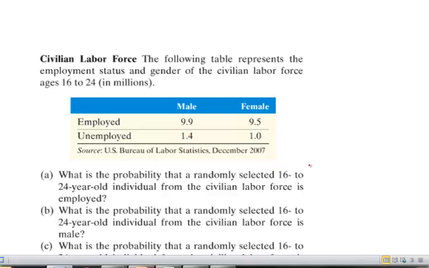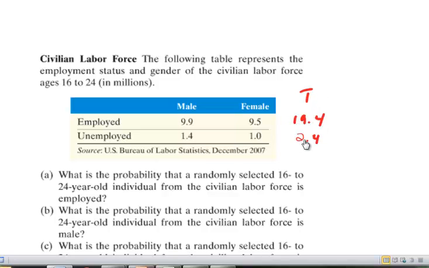So what's the probability that a randomly selected 16 to 24-year-old individual from the civilian labor force is employed? Okay, the first thing I do on these tables, if they're not already given to me, is add a totaling column. You need a totaling column. So let's go ahead and total these up. How many people were employed? 9.9 plus 9.5, 19.4. So there's my total column. And 1.4 plus 1 is 2.4.